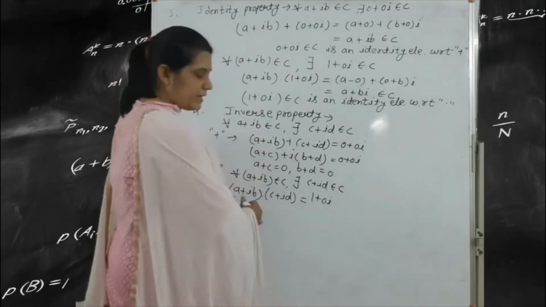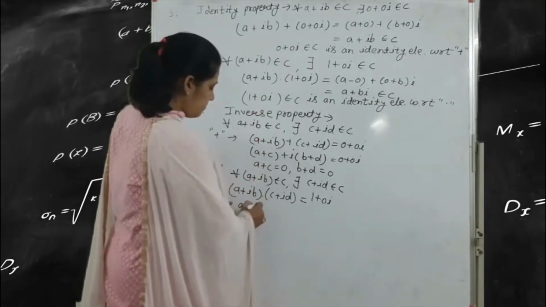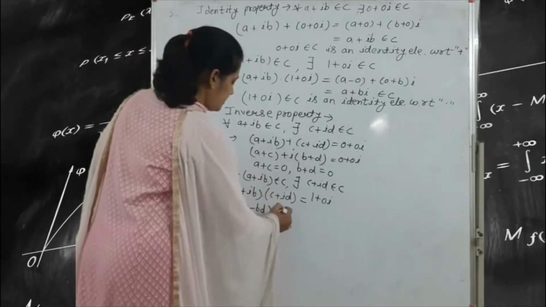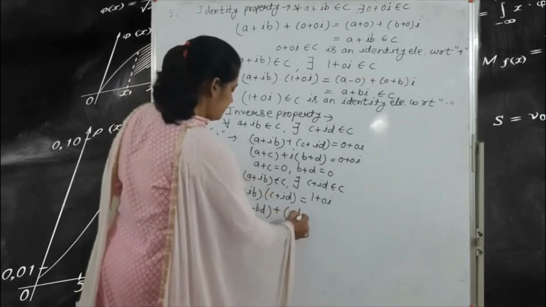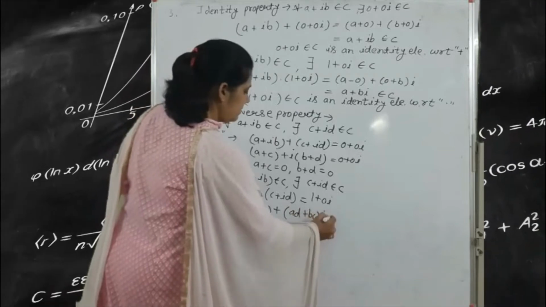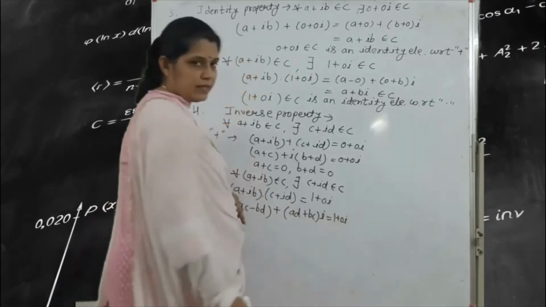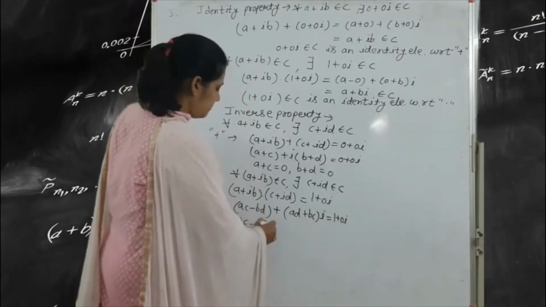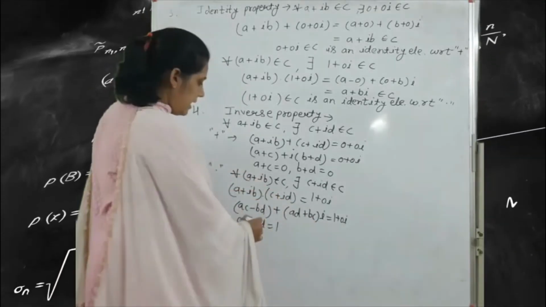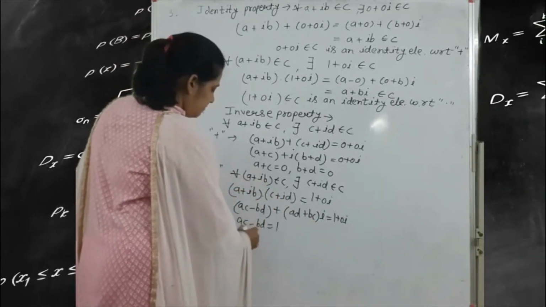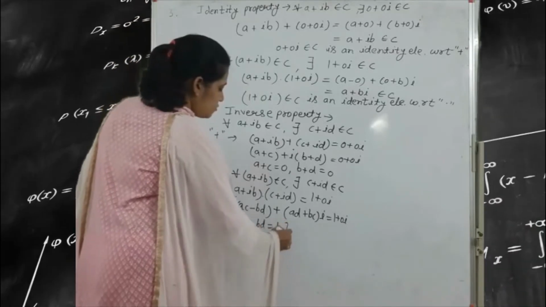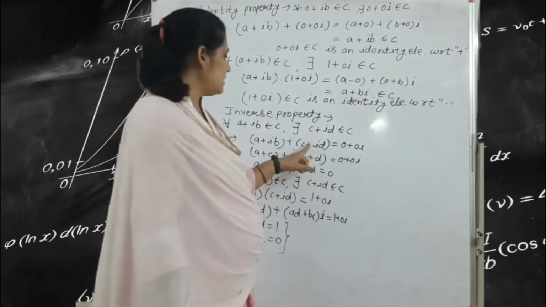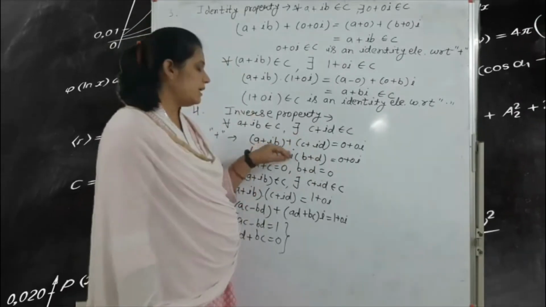So here we multiply all these terms. (ac - bd) + (ad + bc)i is equal to 1 + 0i. So we compare the left-hand side and the right-hand side. ac - bd is equal to 1, the real part, and ad + bc is equal to 0. We solve these two equations and find the values of c and d, because c + id is the inverse of a + ib.